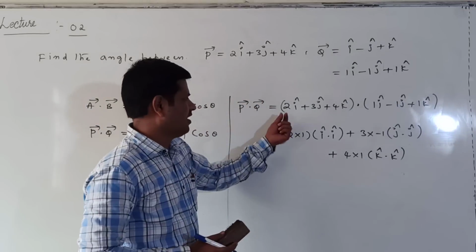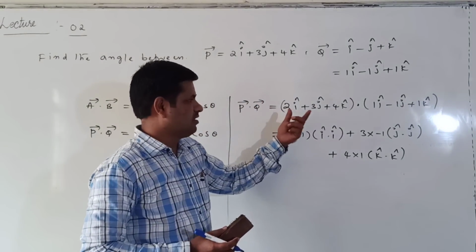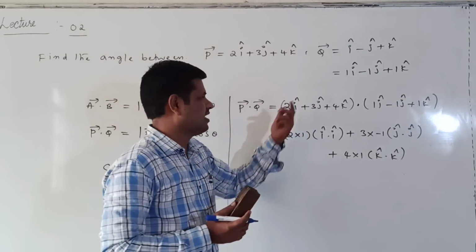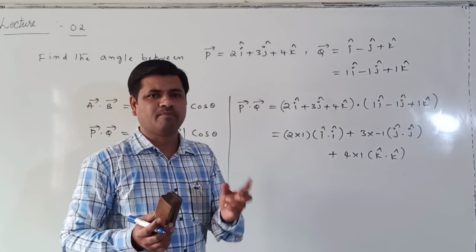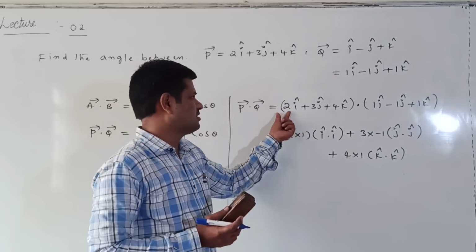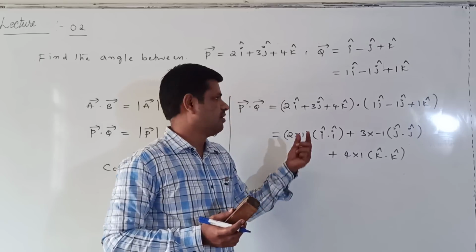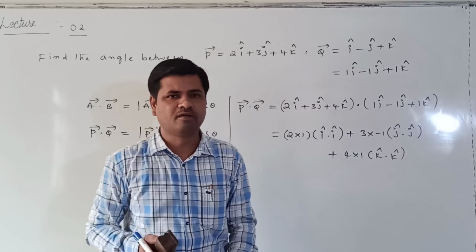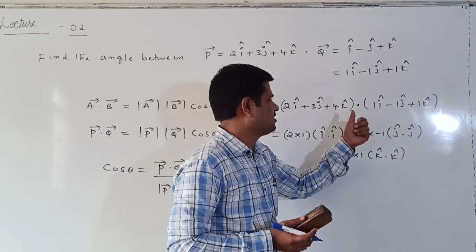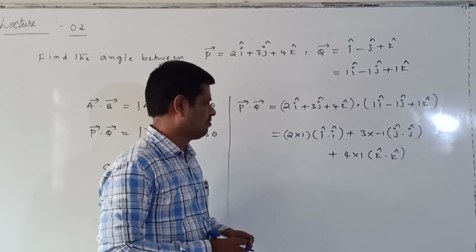Why are we not making the dot product of the coefficients? Because these are scalars. Here 2 and 1 are the scalars. The scalar product we apply in between the two vectors only. So this is a scalar, this is a scalar, written outside. The remaining vectors are the unit vectors i cap and i cap, in between which I am making the dot product. Similarly in between j and j, in between k and k we make the dot product.